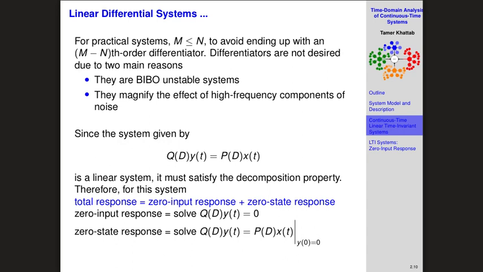If the system was not linear, you could calculate this by itself, and you could calculate this by itself, but there is no way that tells you how to combine them to get the total response.